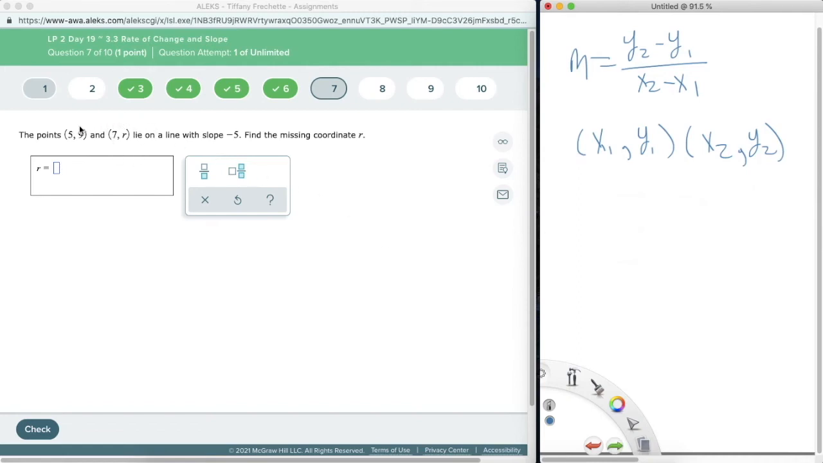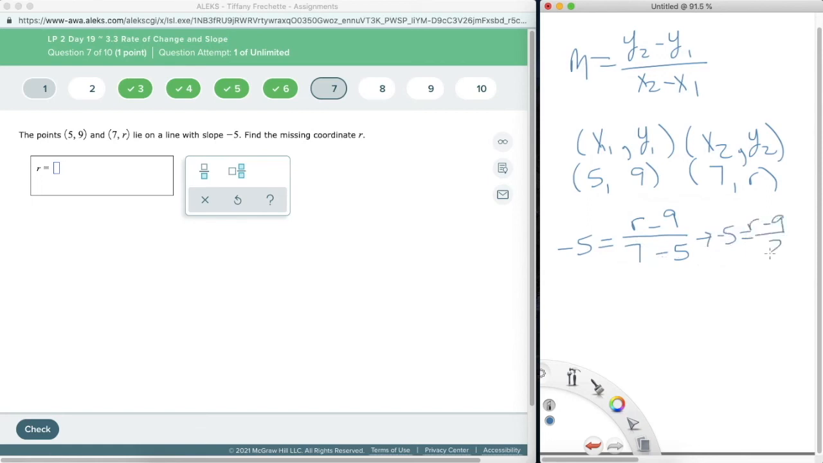But we still go through and plug it in just the same. But now we're going to have it equaling a number already. So we have 7 and we have R like this. So I have m, remember that's my slope. So -5 equals y2, which is R, minus y1, which is 9, and then x2, which is 7, minus x1, which is 5. So now I'm going to reduce this bottom one by saying 7 minus 5 is 2.